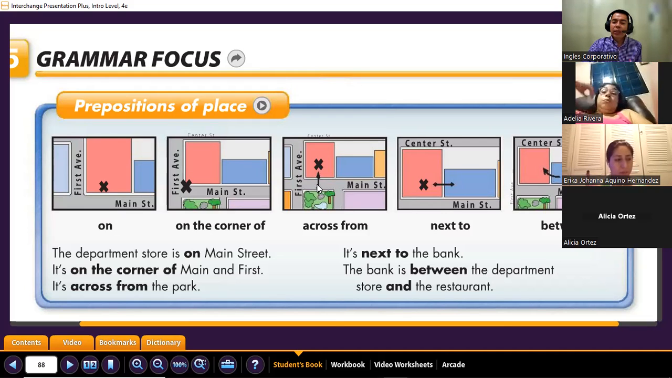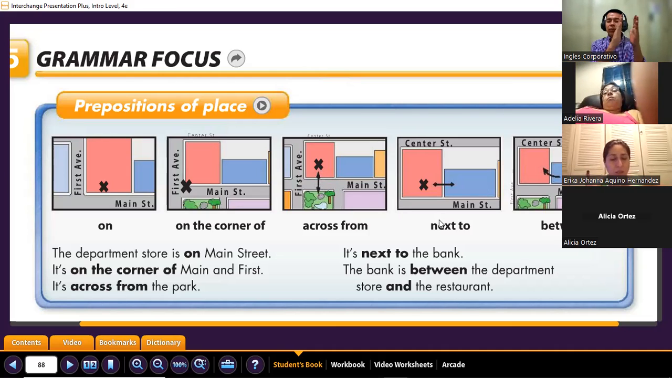Across from, or you can say in front of, or also you can say opposite, is this. Look, you are on one side of the street, and then you go to the other side of the street, right? Next to is this, look, next to. Close or near is next to, in line, next. And finally, we have these two places, and in the middle, we have this place, right? So between. For example, we say the bank, color pink, is between.